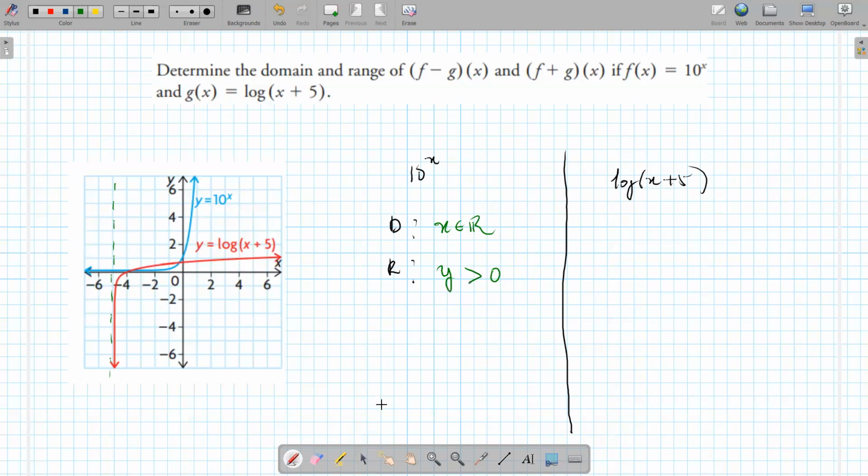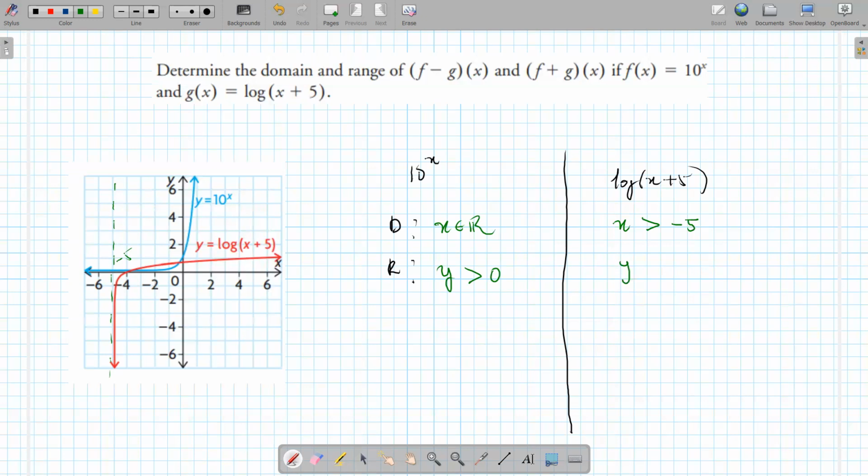Can x be negative 6? Look at the curve, or you can look at the axes. No, it cannot. So what's the restriction? X can't be more than negative 4. X has to be bigger than negative 5. You see that asymptote there? Is that negative 5? X cannot be anything less than negative 5. So X has to be strictly bigger than negative 5.